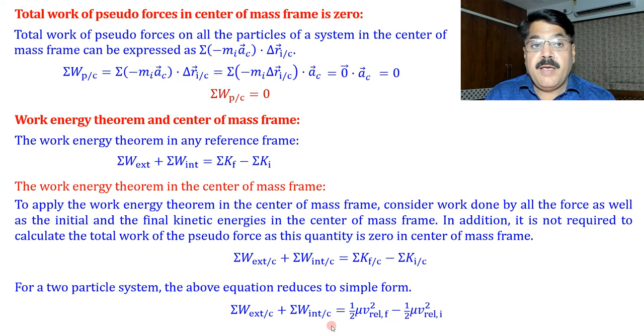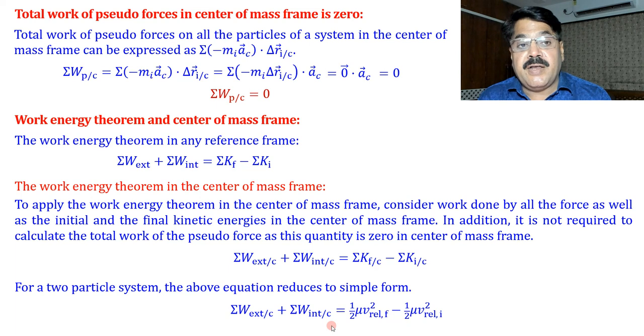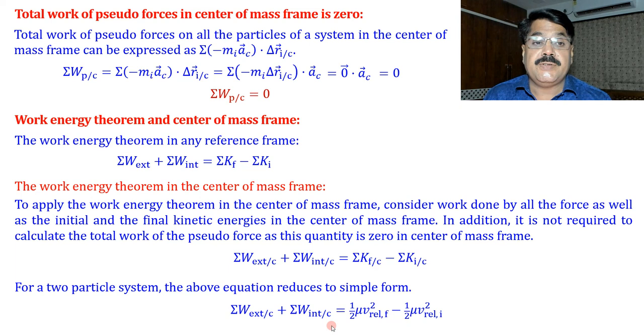Again, the work done by internal forces can be divided into two parts. One is work done by all the internal conservative forces, and second, work done by all the internal non-conservative forces. Work done by all the internal conservative forces is the decrease in potential energy of the system, and that is frame independent. So it will be the same as it is in the laboratory frame or ground frame. Similarly, work done by all the non-conservative forces is the loss in mechanical energy, such as work done by friction. So it is again frame independent, and it will be the same as in the laboratory frame. So these ideas will simplify our situations or problems greatly.